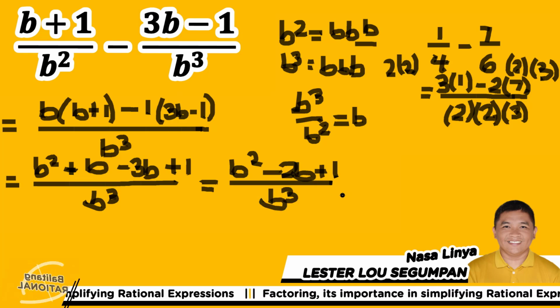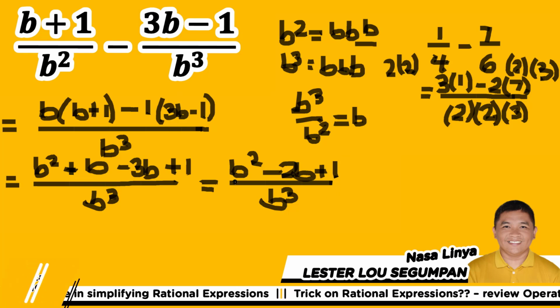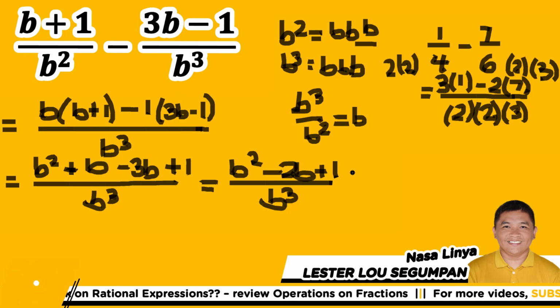Now, this is our difference po. Ito po yung final result natin. Now, you can still simplify or factor our numerator. This is a perfect square trinomial. The factor of that is b minus 1 times b minus 1. I'm going to let you do that on your own po.